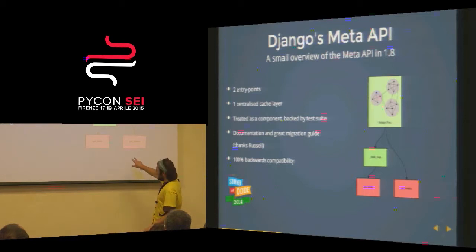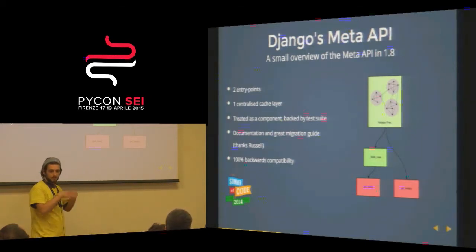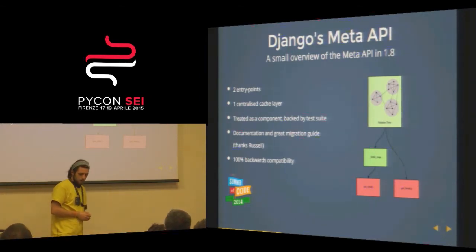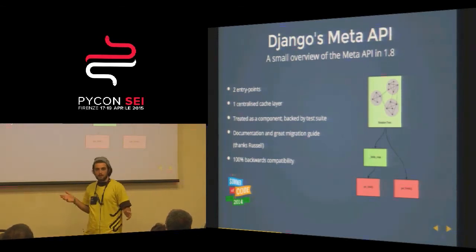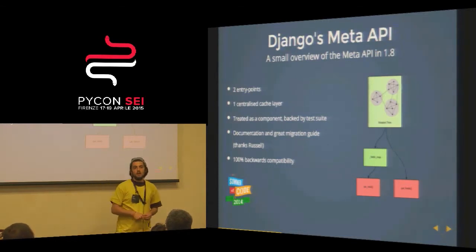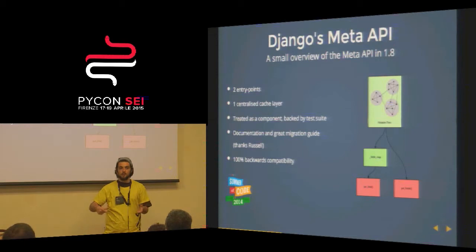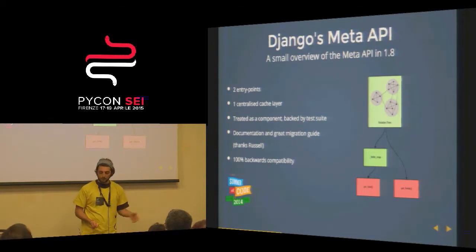So we have two main entry points inside the system. We have get fields and get field. That's it. And the concept is that you don't have to repeat yourself. These are the only two main parts that you're going to need, because the rest of them you can derive. We have one centralized cache layer, which is used throughout the entire Meta API, and it actually connects all the models together. By having one centralized cache layer, we also have benefits. So for example, cache expiration is far easier and far less complex to maintain. It's treated as a component, so it has an entire test suite for itself.